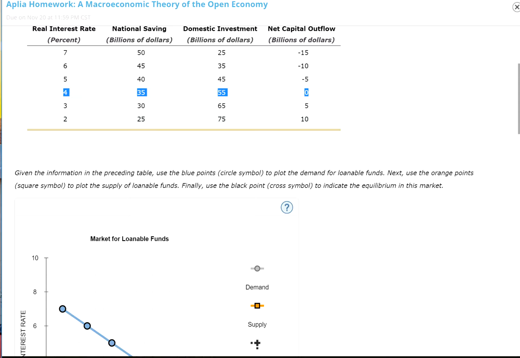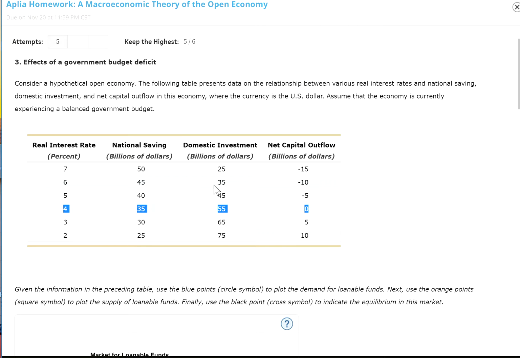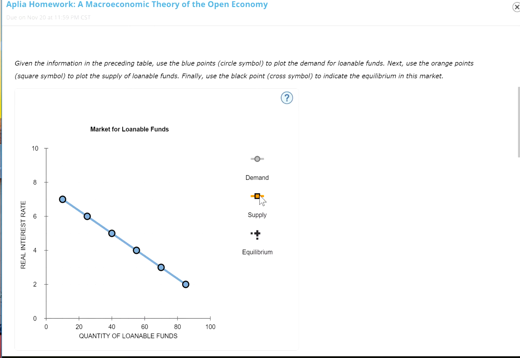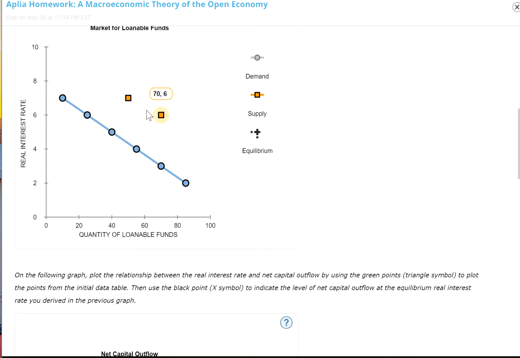All right, and then for the supply for loanable funds, that will be just the national saving over here. So that's just the supply for loanable funds. At 7% it's 50. At 6% it's 45. And then hopefully I get this trend right. And then your equilibrium is at 5%.